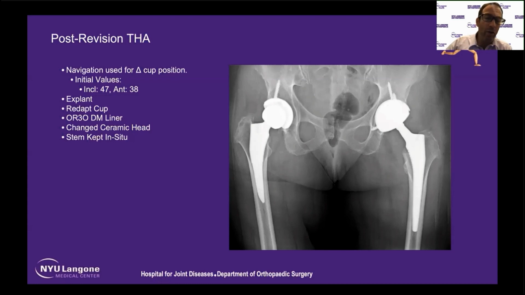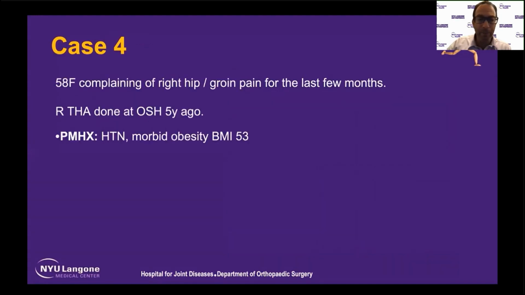I think that trying to change cup position without navigation, I find it challenging, because after you take out the old cup and some bone gets destroyed and you clean everything up, by then you forget how the previous cup was in relation to the anatomy. And a lot of times it's hard even to see the anatomy with the original cup inside, because you can't always see the dome of the acetabulum. So I really like using navigation in these cases.